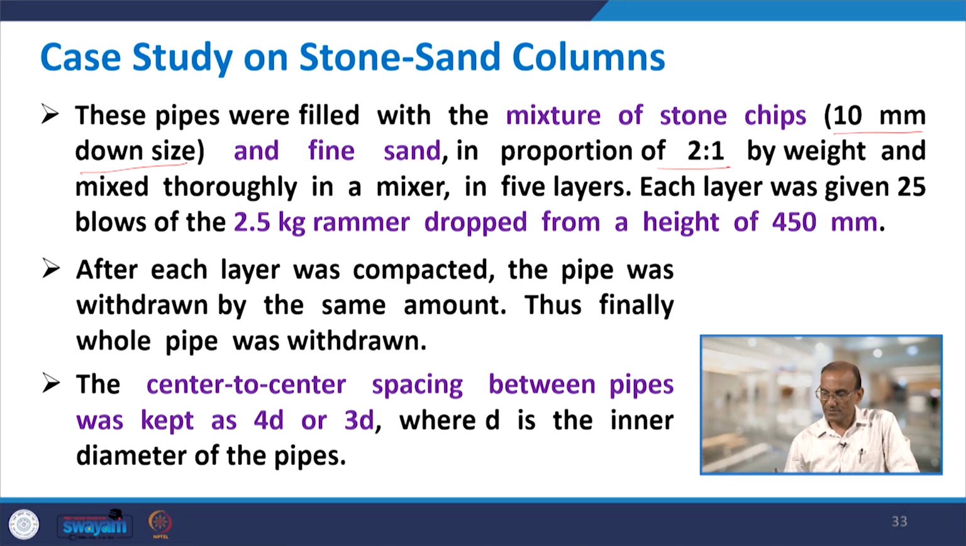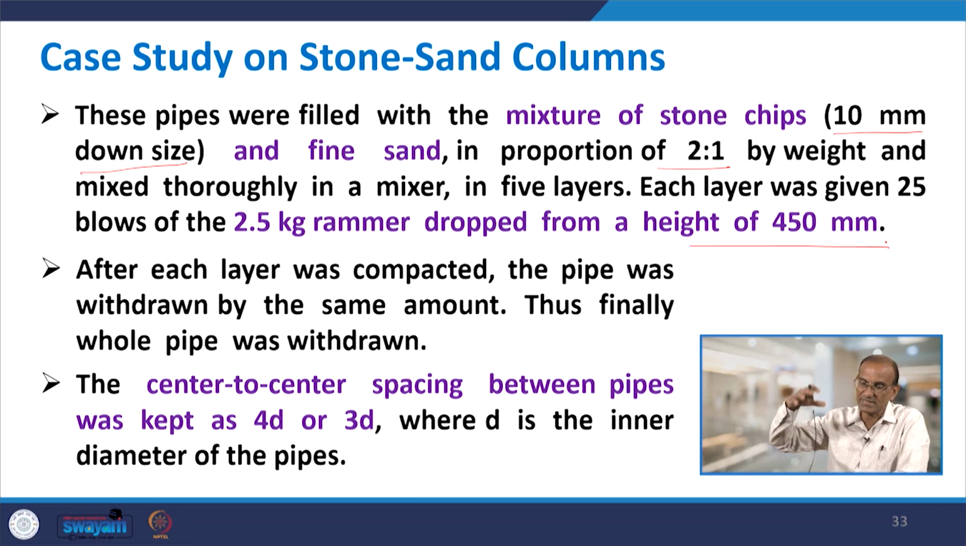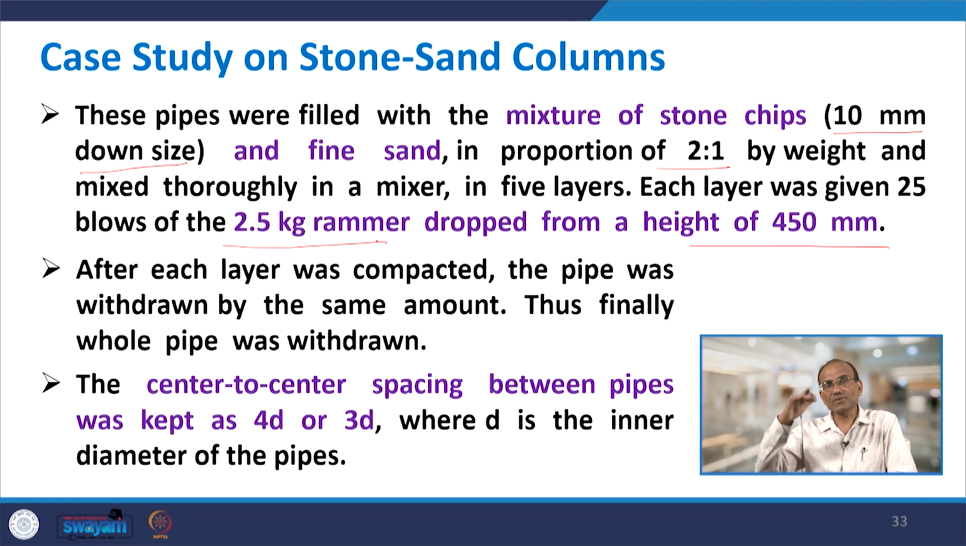So, you have a hammer which will be dropped from a given height, and the weight of the hammer is 2.5 kg, and this is for compacting. After each layer was compacted, the pipe was withdrawn by the same amount, thus finally the whole pipe was withdrawn. The center to center spacing between pipes was kept 4D.